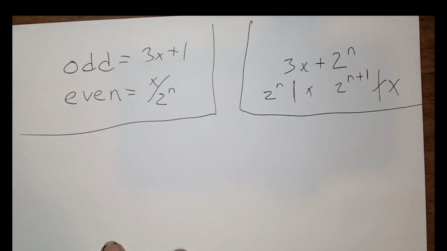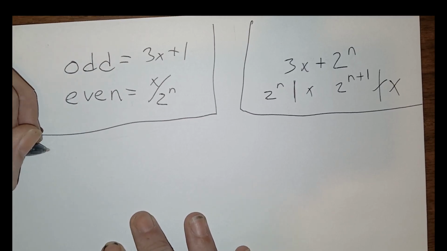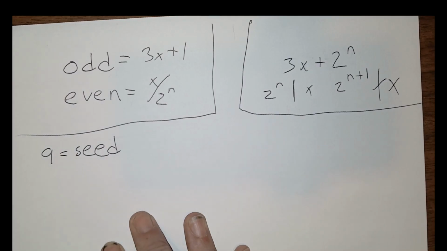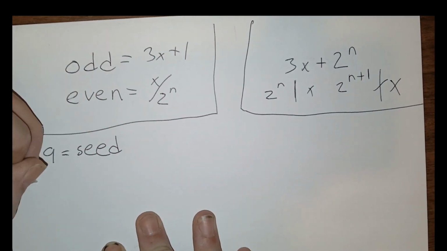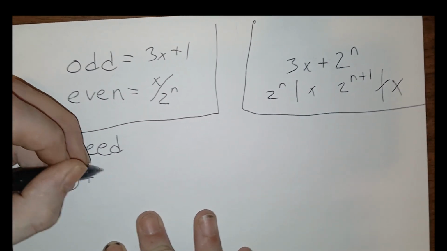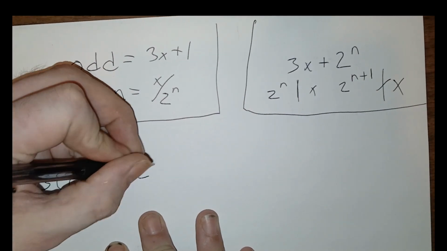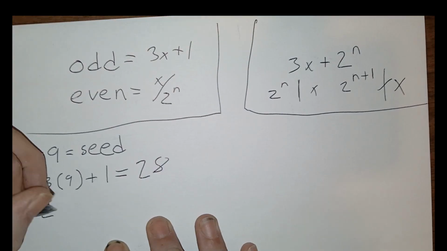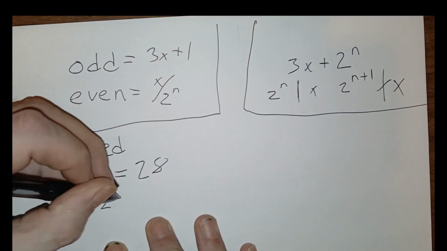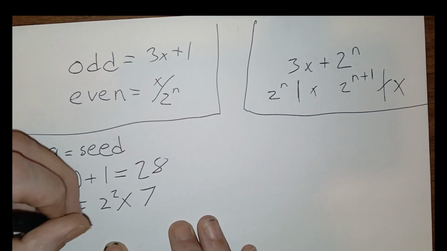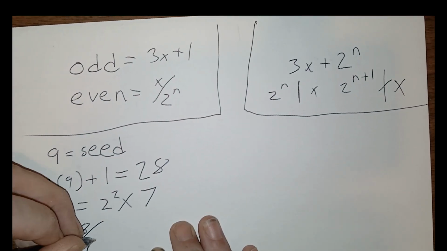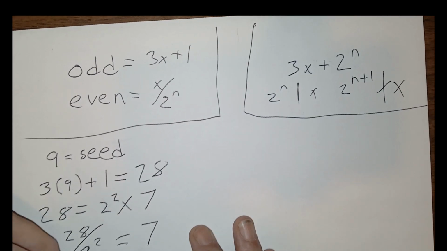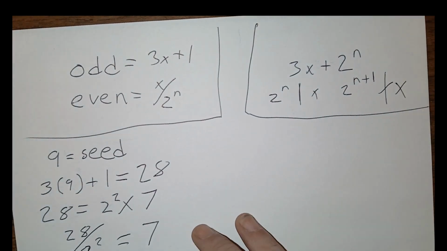To begin, we select a seed. For this demonstration, I'll use 9. Since 9 is odd, we multiply it by 3 and add 1, which brings us to 28. Visualizing 28 as its prime factorization, we see that it's equal to 2 to the power of 2 multiplied by 7. Since the largest prime power of 2 that divides 28 is 2 squared, we know that there would be 2 halving steps to divide 28 down to 7.